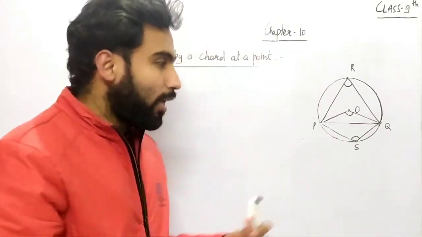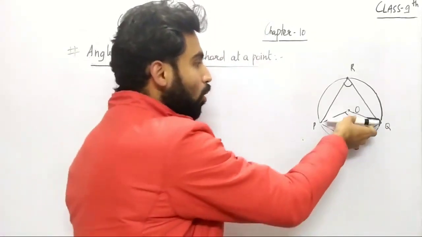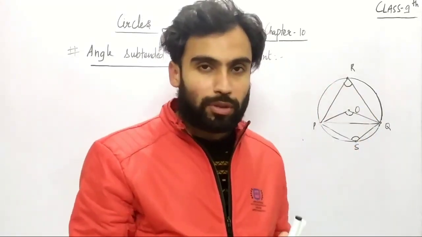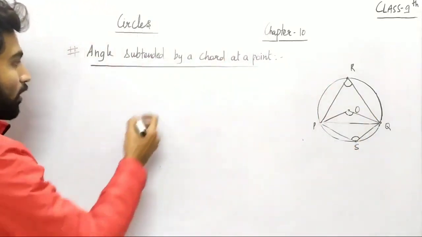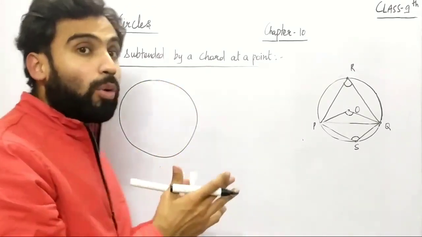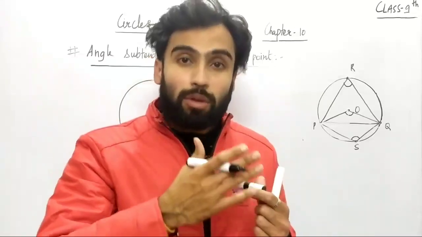So you can see here I have told you that a chord subtends some angle at any point on the circumference of the circle. Now let us discuss that. Suppose there is a circle here like this, and let me draw various chords here.